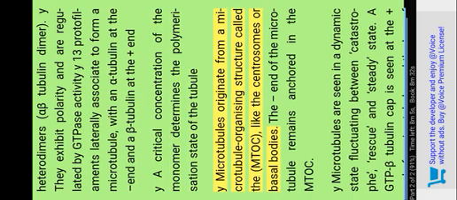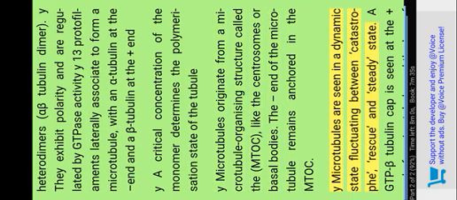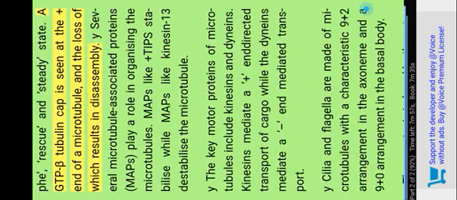Microtubules originate from a microtubule organizing structure called the MTOC, like the centrosomes or basal bodies. The minus end of the microtubule remains anchored in the MTOC. Microtubules are seen in a dynamic state fluctuating between catastrophe, rescue, and steady state. A GTP-beta tubulin cap is seen at the plus end of a microtubule, and the loss of it results in disassembly. Several microtubule-associated proteins, MAPs, play a role in organizing the microtubules.